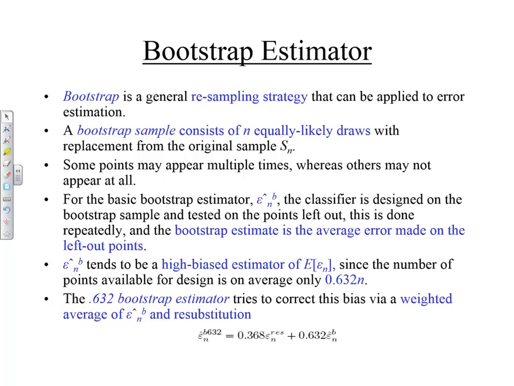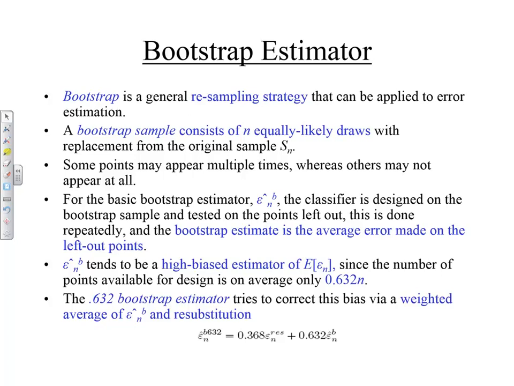Now epsilon hat NB tends to be a high bias estimator of the expected value of epsilon n, since the number of points available for design is on average only 0.632n. Okay. And I don't know how exactly that computation is done. I have not looked at the paper. I'm not a pattern recognition person, but I'm sure that somebody has done that calculation, right? Maybe the pattern recognition book has that. So this is high biased, okay?